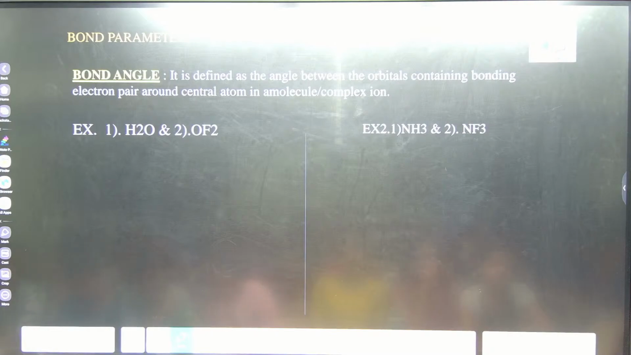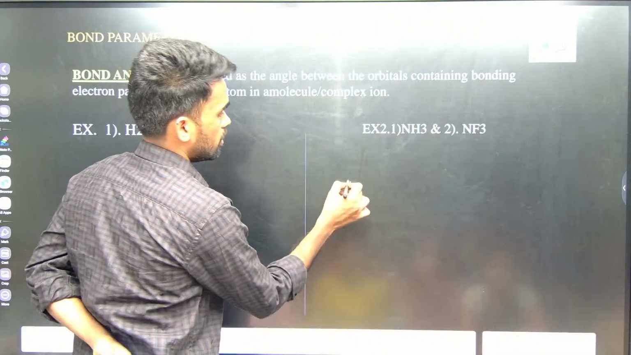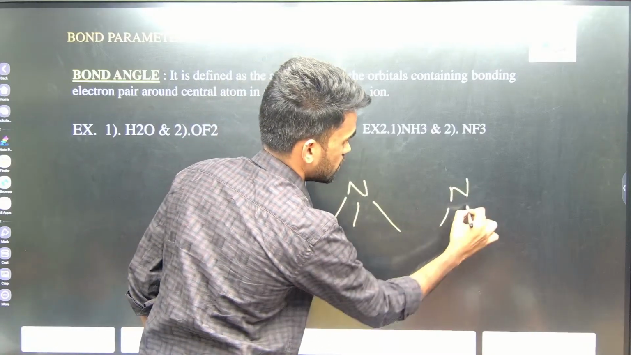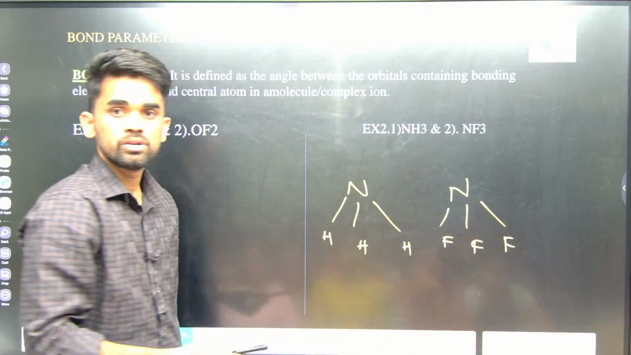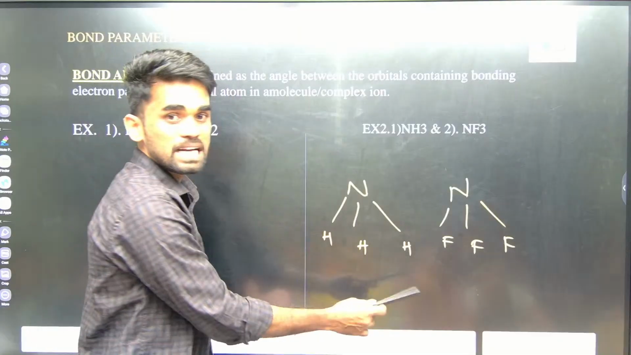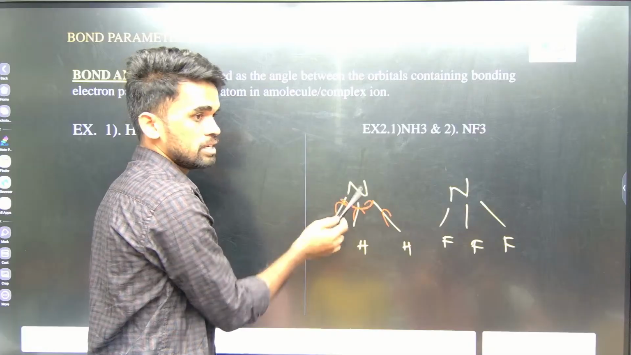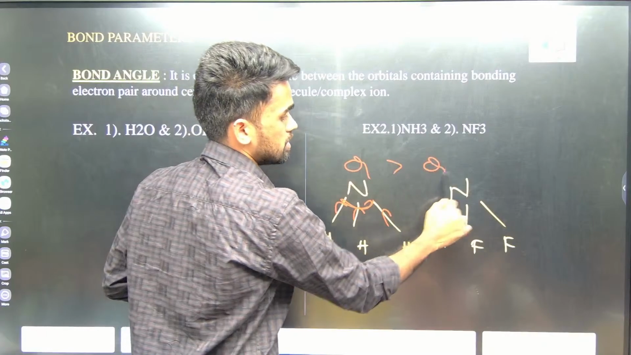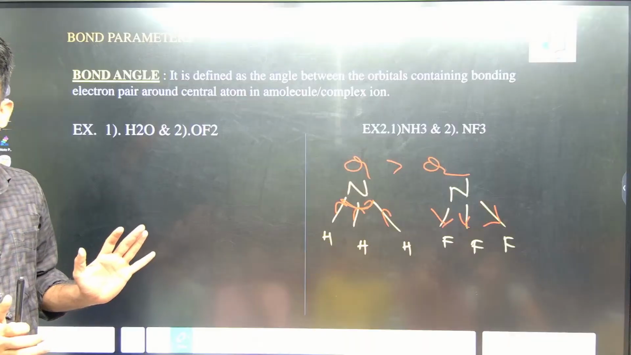Done? Which one? NF3. Why NF? N, H, N. So what I told you? Electronegativity. Both are different atoms, now consider electronegativity. So this side has more pulling, so more electron density, so the bond angle will be more here. So θ1 will be greater than θ2, you can say here, because this side it will be going to the normal angle. Done? Next.